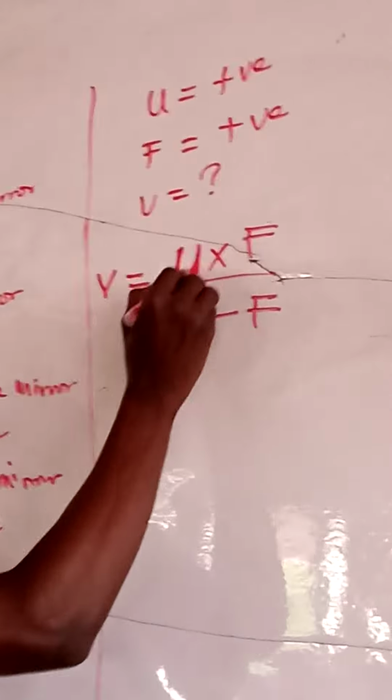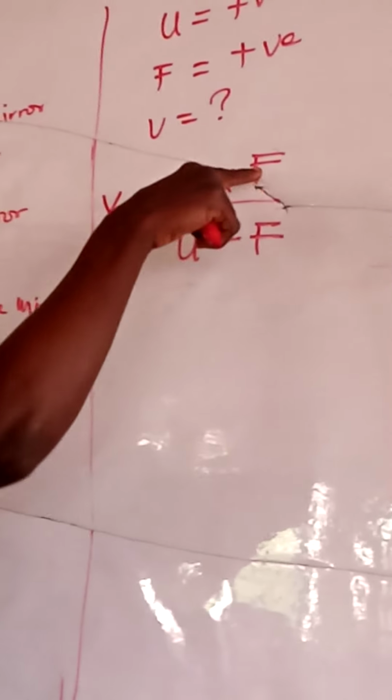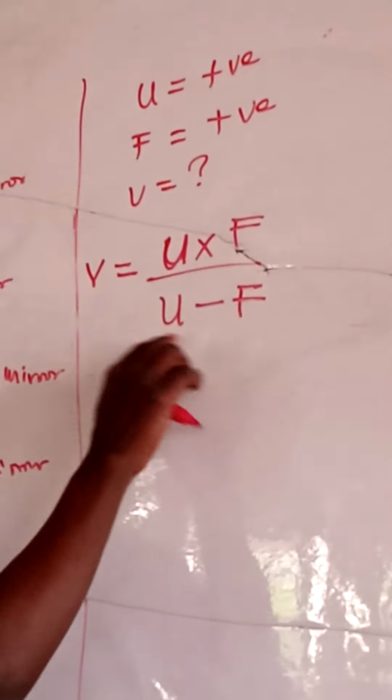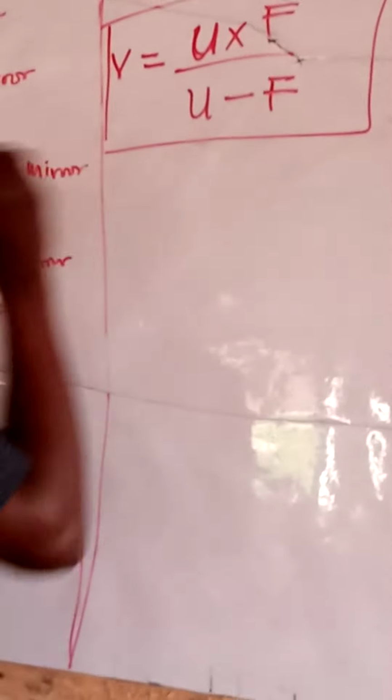Why is this place positive? In front of the mirror, concave mirror means that the focal length is positive, and then you say u minus f. So we take this one first.